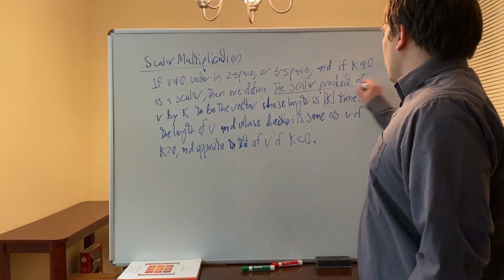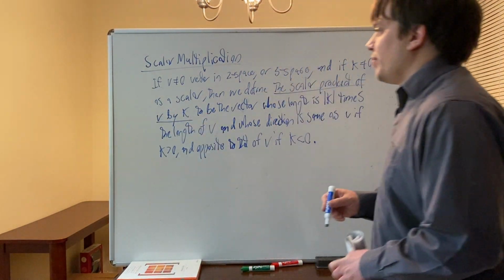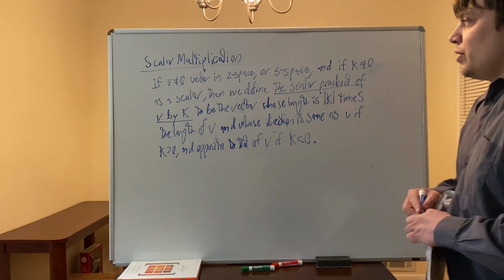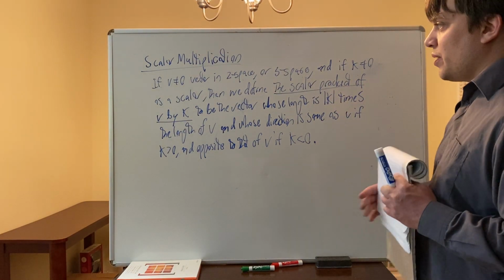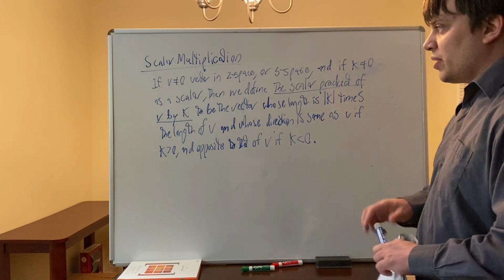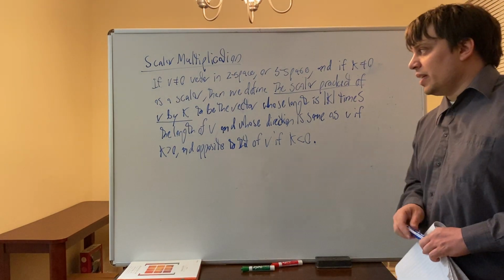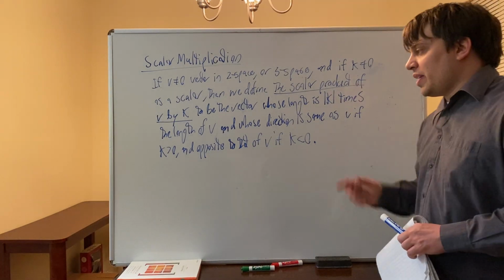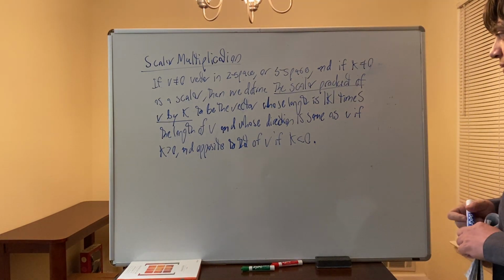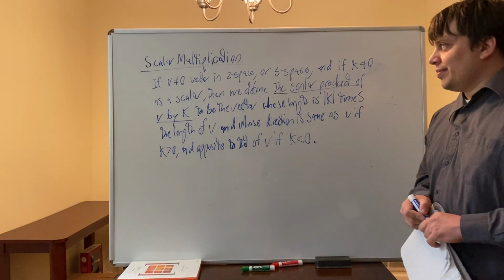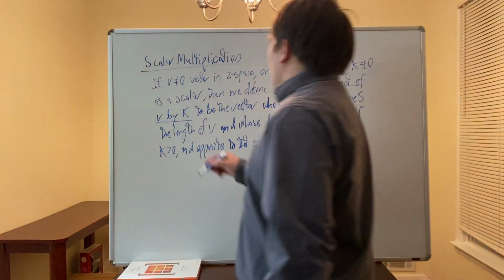So this is the scalar product of v by k. If v is a non-zero vector in 2-space or 3-space, and k is a non-zero scalar, then we define the scalar product of v by k to be the vector whose length is the absolute value of k times the length of v, and whose direction is the same as v if k is positive and opposite to that of v if k is negative. Okay, so that's the definition.